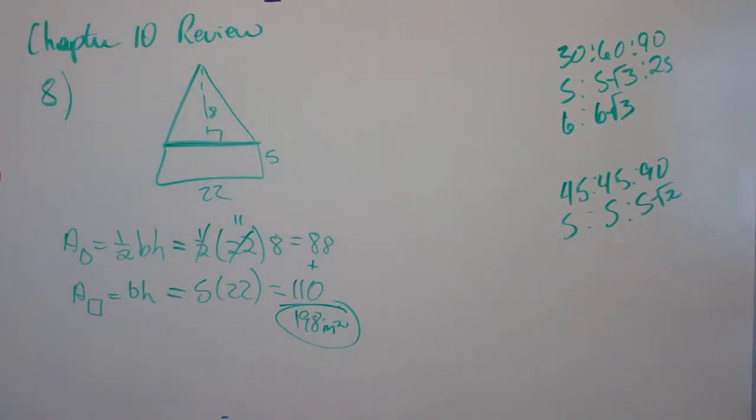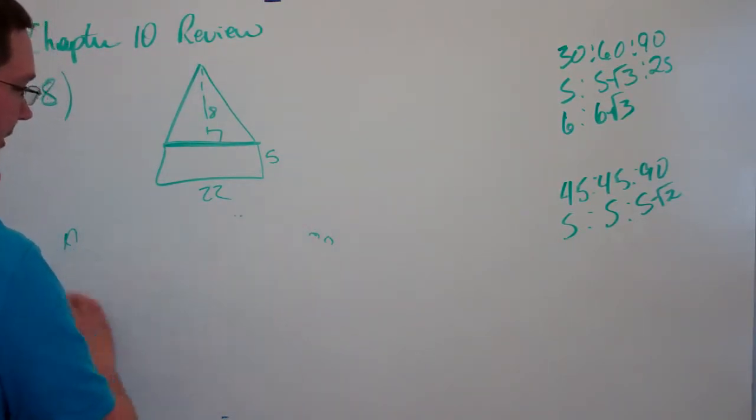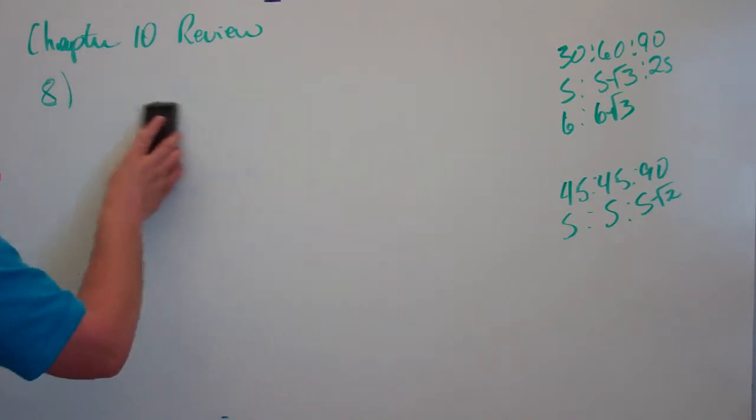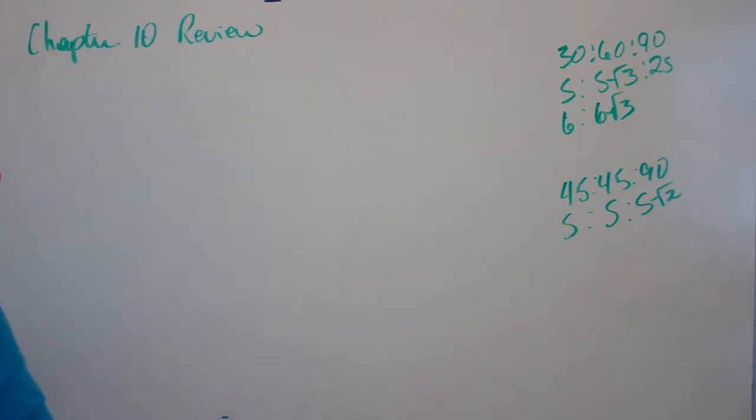Alright, so just break that up into a triangle and a rectangle. Find the area of the triangle, find the area of the rectangle, add them together. That's it. Alright, let's keep going. Number 10.